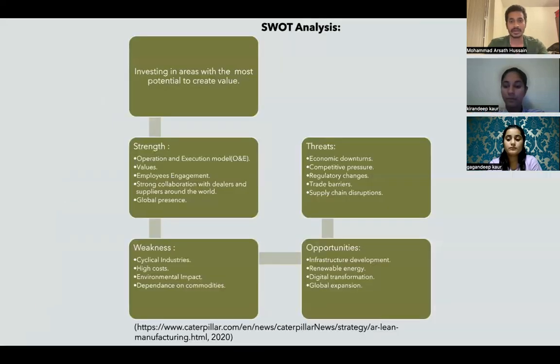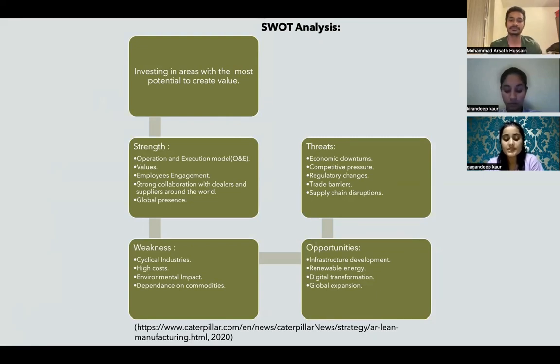This kind of situation made implementing lean principles nearly impossible. So, coming to the next slide, my friend Gagan will explain. Hello, my name is Gagandeep Kaur, and here I'm going to present the SWOT analysis. In the SWOT analysis, I'm going to discuss strengths, weaknesses, opportunities, and threats.